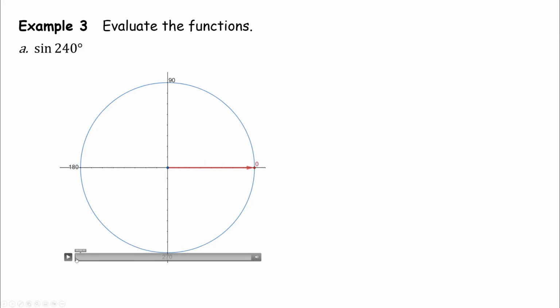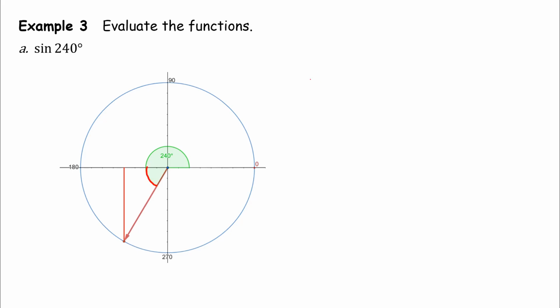So if we start at 0 and we go 90, 180, and then we have to go all the way to 240. And so the question is, what is our reference angle? And that is just going to be 240 without that 180 right there. So 240 minus 180 is what that's going to be. So this angle is 240 minus 180, and that's 60 degrees. So we have this triangle with a 60-degree angle. And so what do we know about the sine of 60 degrees?